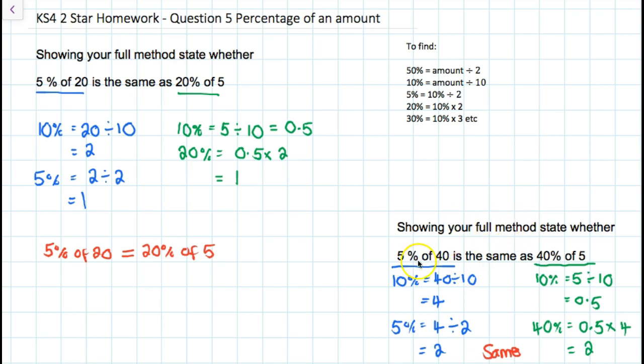So you can see here that I've worked out what 5% is by first working out the 10%, then dividing the 10% answer by 2 to give me an answer of 2. And over here, I first worked out what 10% was and multiplied that by 4 then to give me the 40%. And as we can see here, they are identical answers, which means 5% of 40 is exactly the same as 40% of 5. Remembering we need to prove that we're using our numbers.